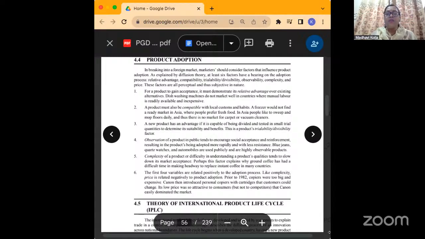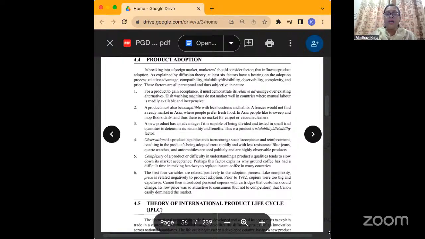So, when we are entering into a foreign market, marketers have to consider factors that influence product adoption. At the end of the day, if there is no purchaser of a product, then what is the point of going through this entire exercise of creating a product, developing a product, and then finally introducing it into an international market, and there are no buyers? So, this is what we need to understand.